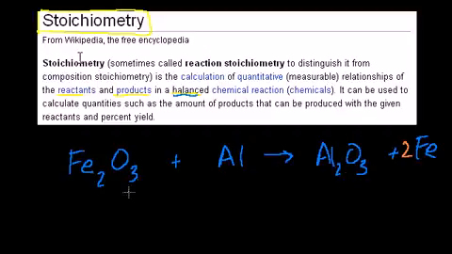That looks good. Aluminum, on the left hand side, we only have 1 aluminum atom. On the right hand side, we have 2 aluminum atoms. So we have to put a 2 here. And we have balanced this equation. So now we're ready to do some stoichiometry.